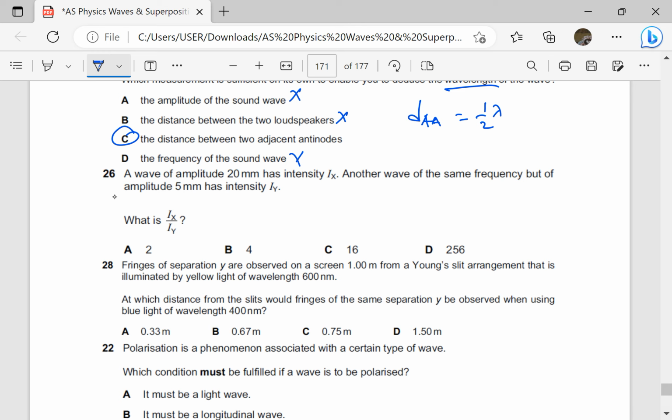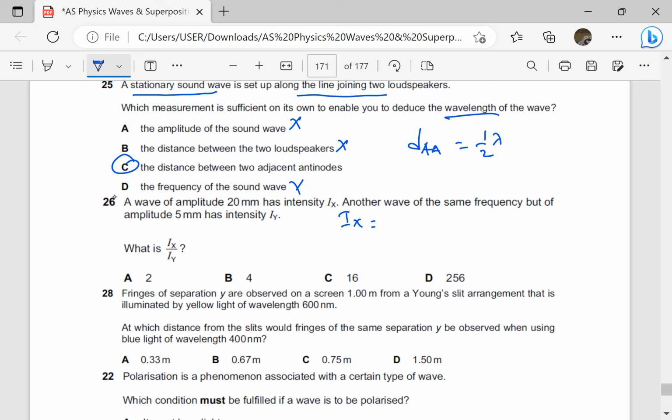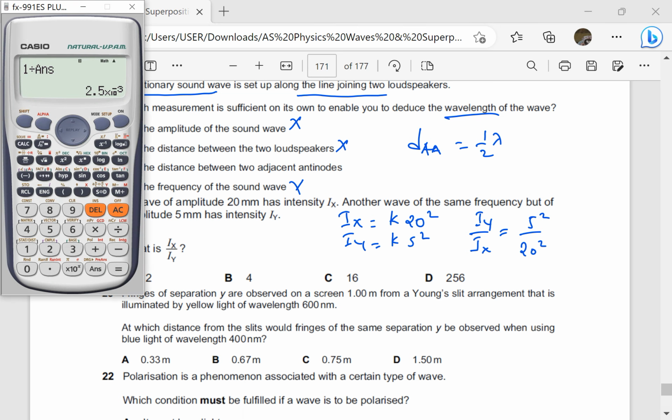A wave of amplitude 20 millimeters has intensity Ix. Another wave of the same frequency but amplitude 5 millimeters has intensity Iy. What is the ratio Ix over Iy? So intensity, remember, is proportional to amplitude squared. Ix is equal to K times 20 squared. That is for X. Then Iy is equal to the same constant K times the amplitude, which is 5. So this will be 5 squared. So Iy divided by Ix is simply going to be 5 squared divided by 20 squared.